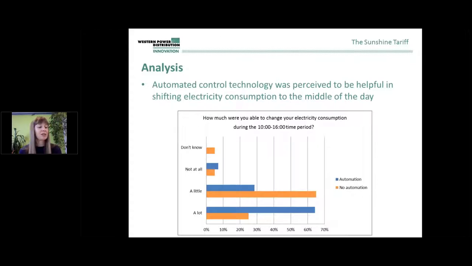And the interviews and the qualitative data backed up these findings. When we asked customers how much they were able to change their electricity consumption, those with automation technology felt they were able to shift a lot, and quite a lot more than those that didn't have the automation technology. Another question we asked in the survey, we asked the customers without automation technology if they felt that having some smart switches would have helped them, and 50% said yes. So that does indicate to us that there is some appetite for more automated control technology.